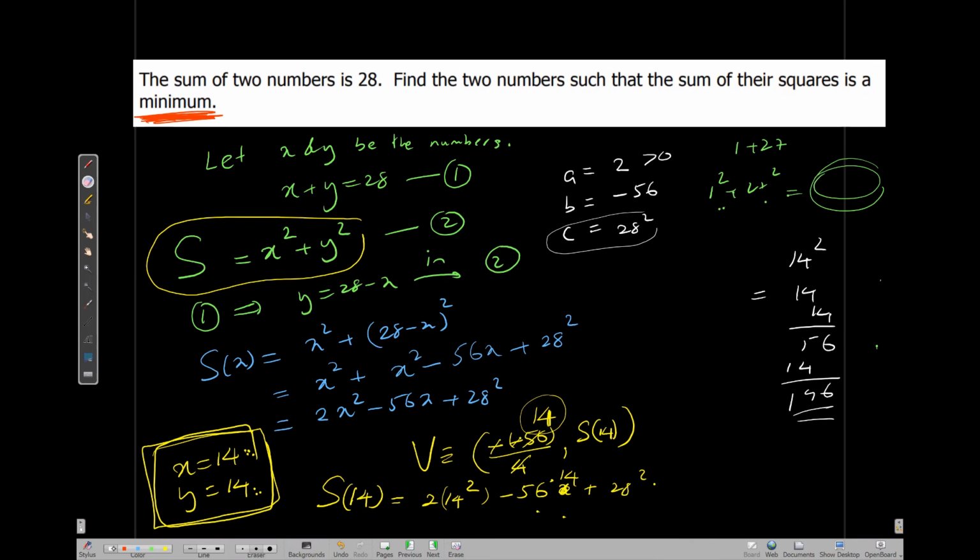So from here you can find the S max, which occurs when x equals 14. So 14 squared is 196, plus again the same thing, 196. So 400 and 392, right?